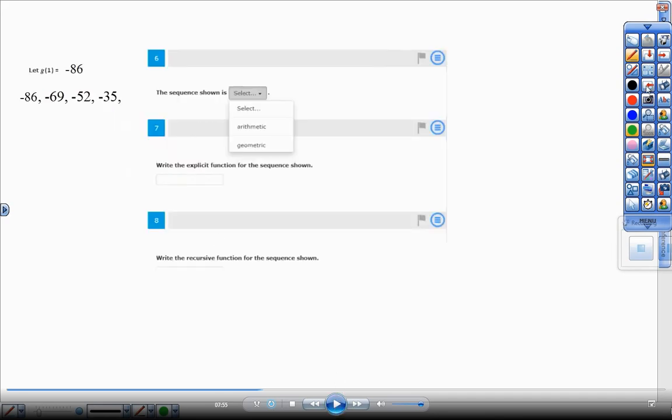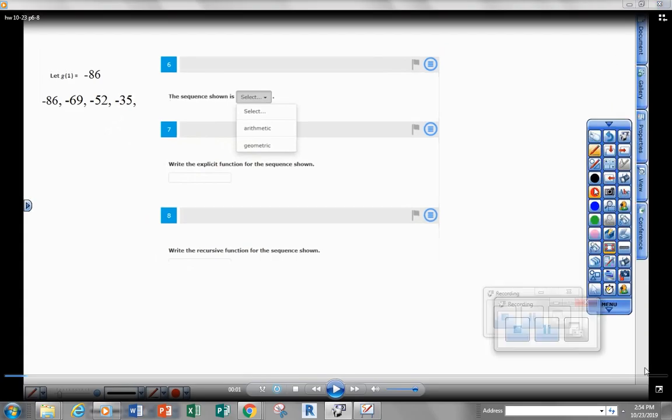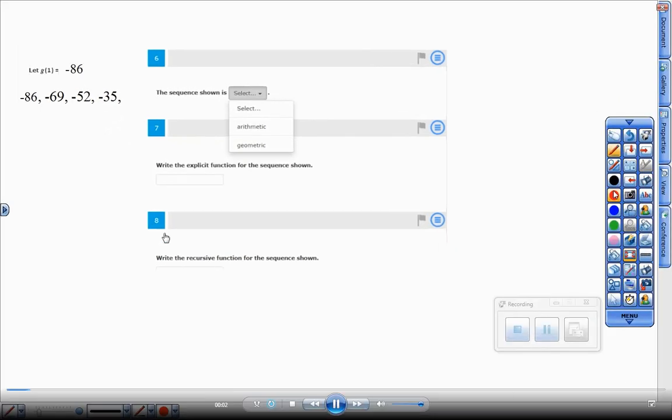All right, number 6. For number 6, 7, and 8, I'm giving you this pattern, negative 86, negative 69. I could see that it's going down. The only thing that makes these negative numbers go down is if you're adding a positive number to them. So again, if you take 86 minus 69, just those two plain numbers, you'll see that it's going by 17. So negative 86 plus 17 gives me negative 69, plus 17 gives me negative 52.